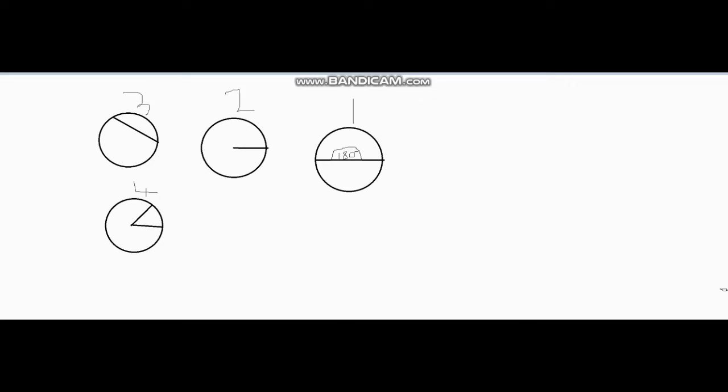Now let's look at number 4. At 4, we have what is known as a sector. A sector is formed in the space between two radii and the edge of the circle. And then this small part of the circle here, the outer part that encloses the sector, is known as an arc. So a sector is formed in the space between two radii and an arc.